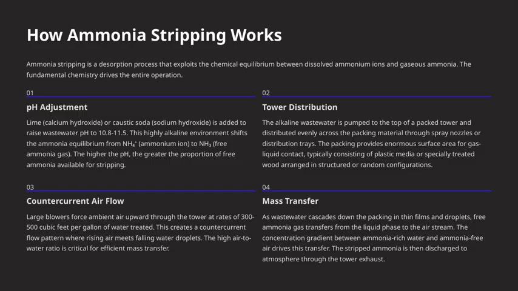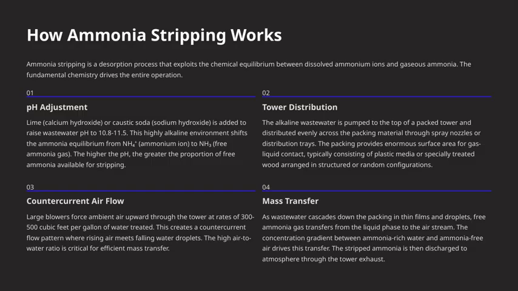Next, the wastewater is pumped to the top of a packed tower. It's distributed evenly across the packing material, which could be plastic media or specially treated wood. This packing provides a huge surface area for gas and liquid to contact each other, which is vital for the process to work efficiently. Then comes the airflow. Large blowers force ambient air upward through the tower at quite high rates, between 300 and 500 cubic feet per gallon of water treated. This creates a countercurrent flow, meaning the rising air meets the falling water droplets. This high air-to-water ratio enhances the mass transfer process.